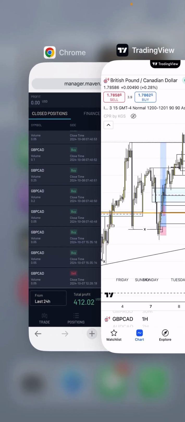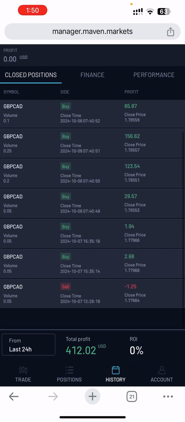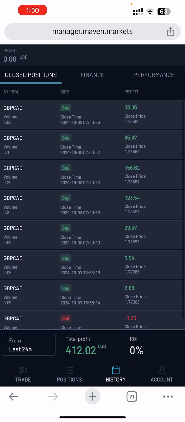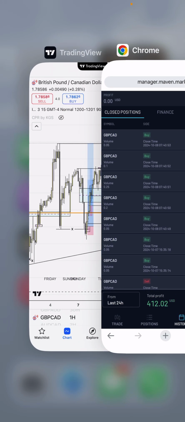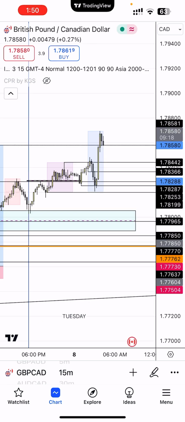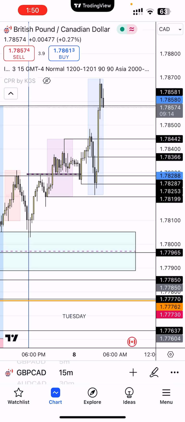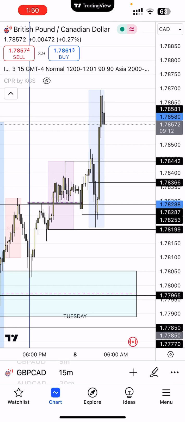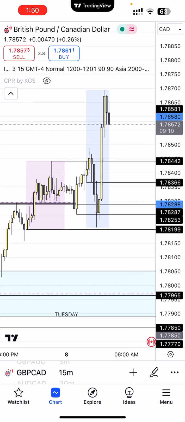These are the trades I took: 0.05, 0.1, 0.25, 0.2, and another 2 I scaled in, but I closed those because I wasn't sure whether the market would come back or not, okay. Another thing I was seeing gave me confidence, like believing that ICT concepts are working, okay.